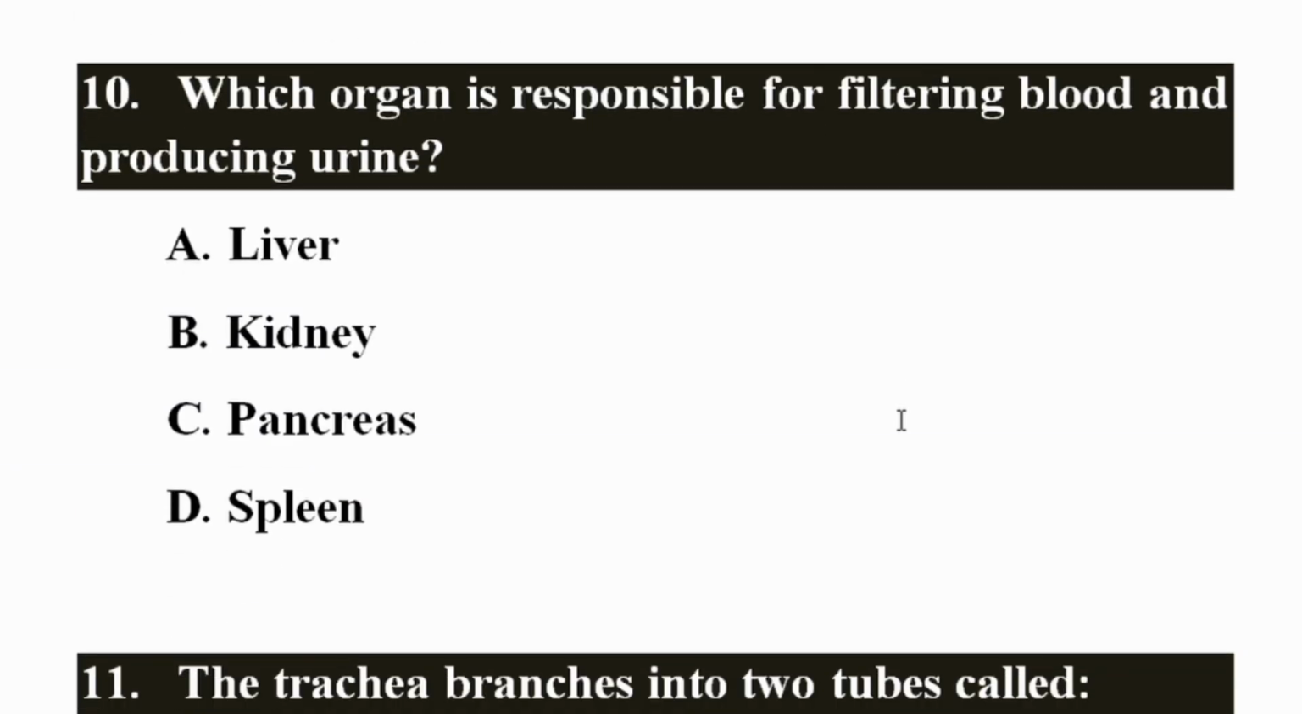Which organ is responsible for filtering blood and producing urine? The right option is Beta, kidney. Kidneys filter waste from the blood to form urine.